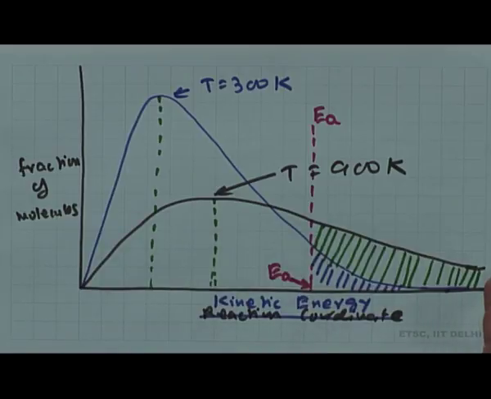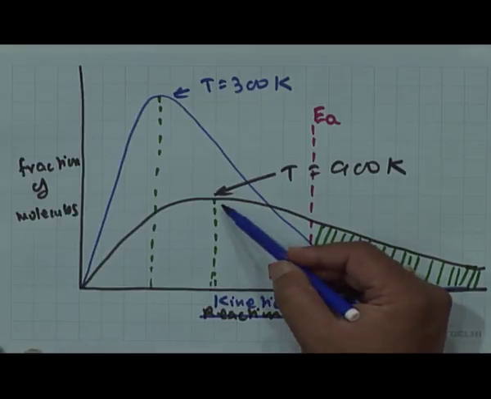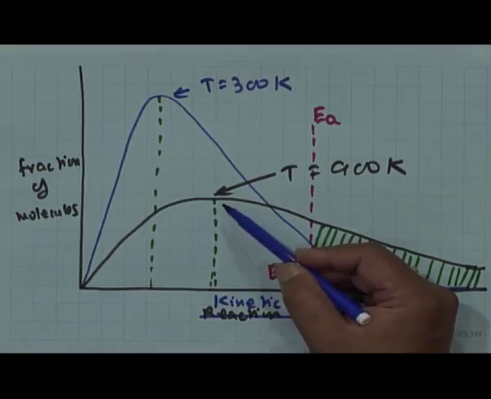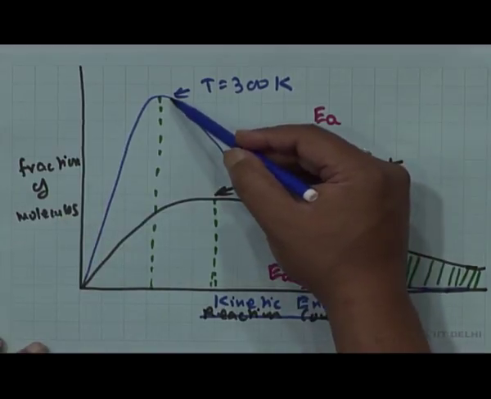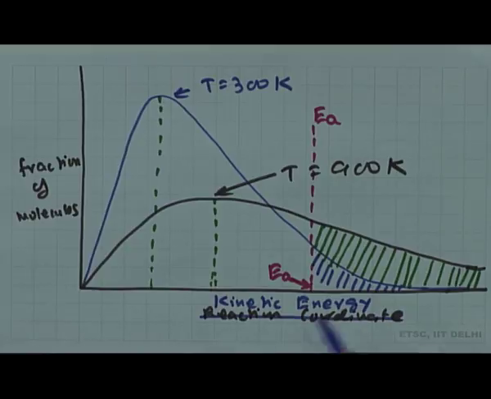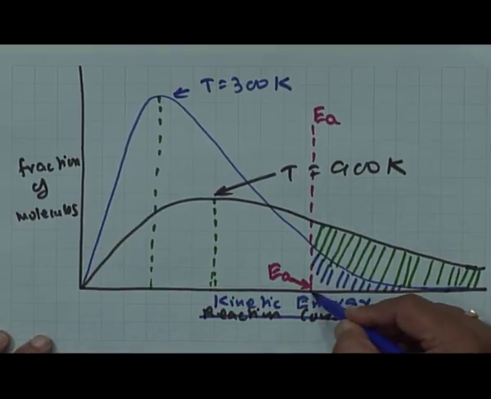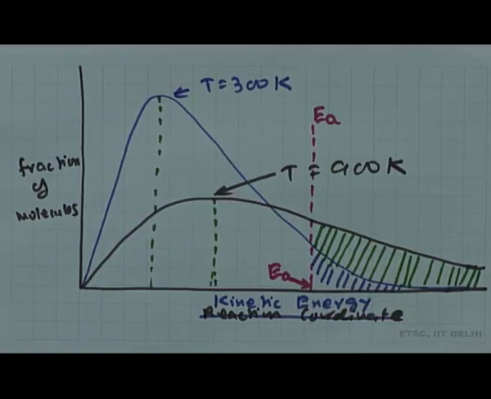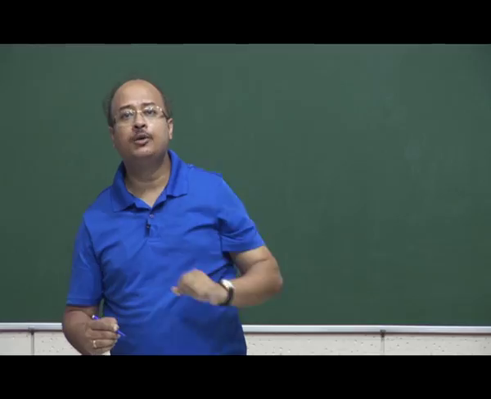Broader means that you have more molecules with higher kinetic energies, and the value of the most probable kinetic energy has also gone up. That means the value has increased as compared to that at 300 Kelvin. Now, suppose at this point this is the EA, the activation energy, that means the energy it needs to go over the barrier and to the product side. So, the energy the reactant molecules would need to go to the top of the hill, which is the barrier, and then go over to the product side.